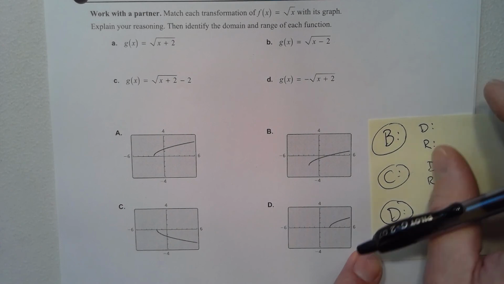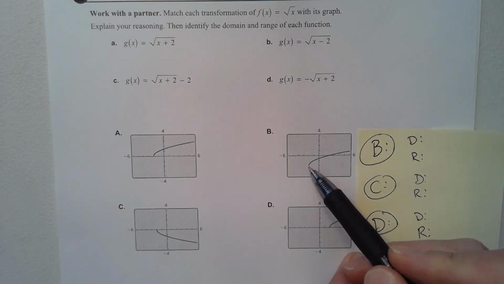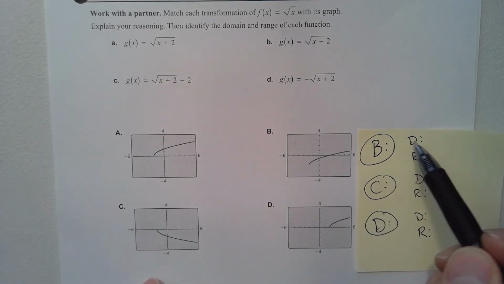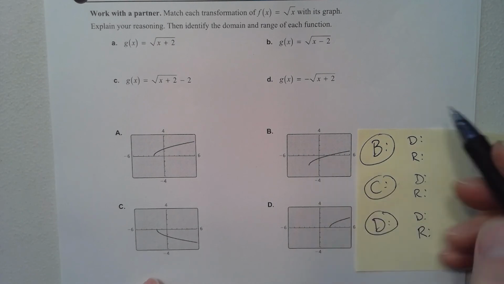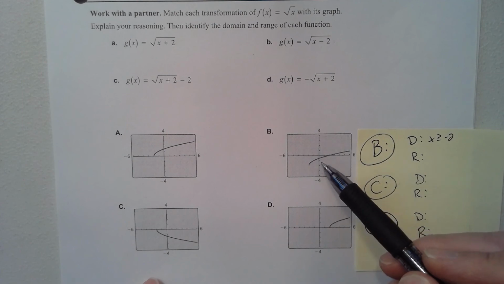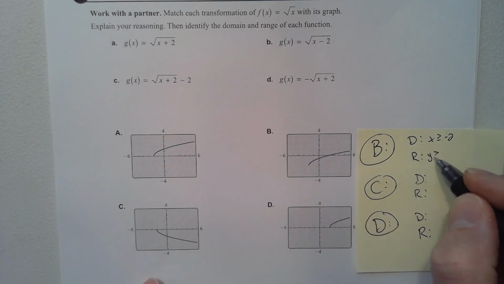Alright, so for B, trying to find the domain, it starts right there. So the first x value looks like it begins at -2 and it goes forever to the right. So the domain of this one would be x is greater than or equal to -2, and the first y value starts down here at -2 and then goes up forever. So that point right there, -2, -2, is the most important. The range will be greater than or equal to -2.